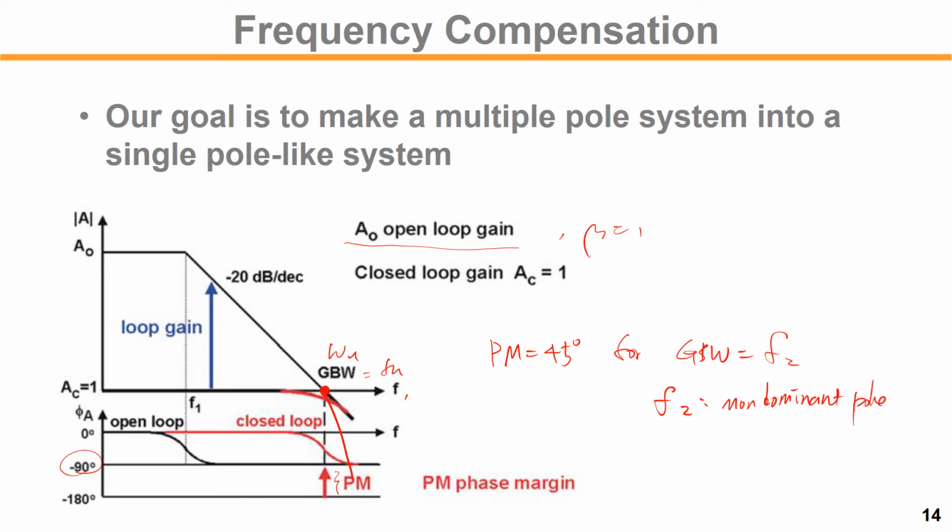So it is important to place this non-dominant pole beyond this omega u, right? Then your phase margin, GBW beyond F2, GBW satisfy PM greater than 45 degree, right? So this is something that we want to have, or to make, we want to get out of an open loop gain response, right?